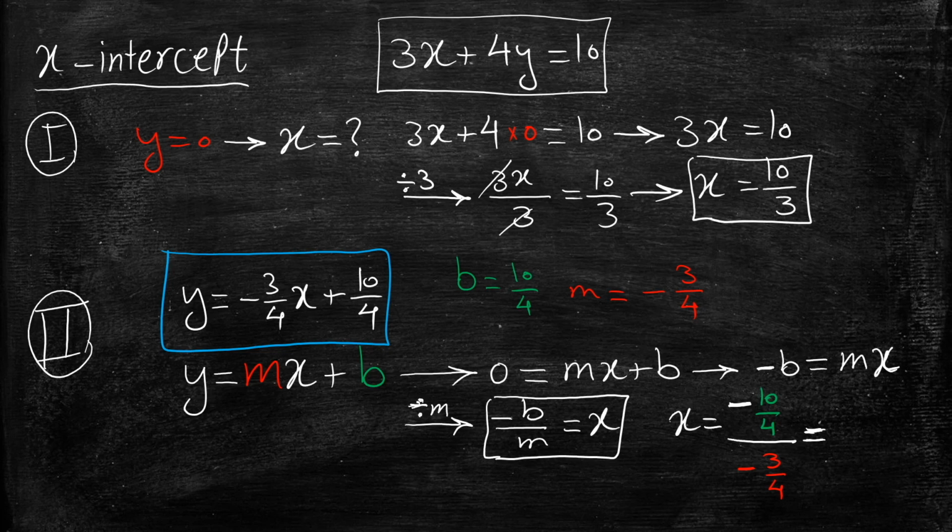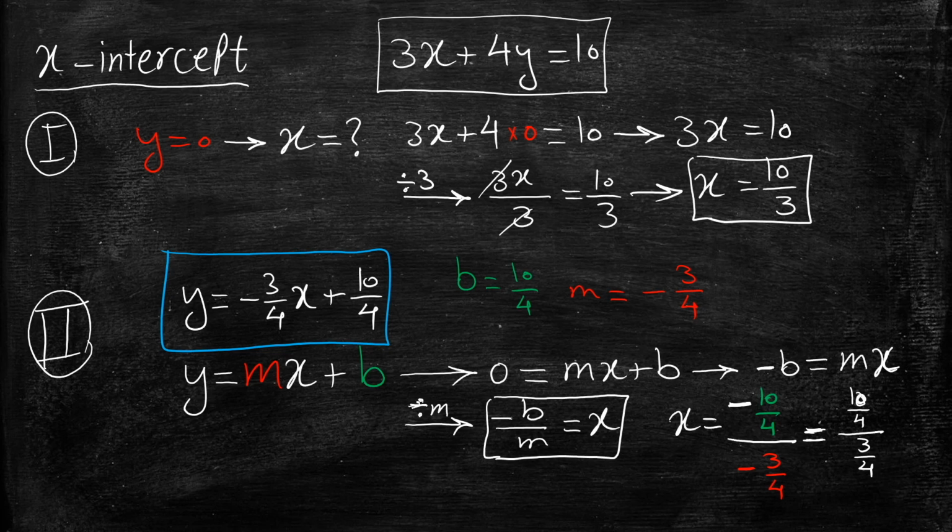So we don't have to deal with these negatives, because we know negative divided by negative, the result is positive. So basically this is 10 over 4 divided by 3 over 4. I'm going to give you a formula to deal with a fraction divided by a fraction.